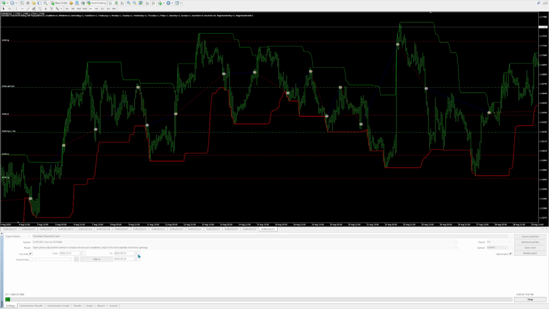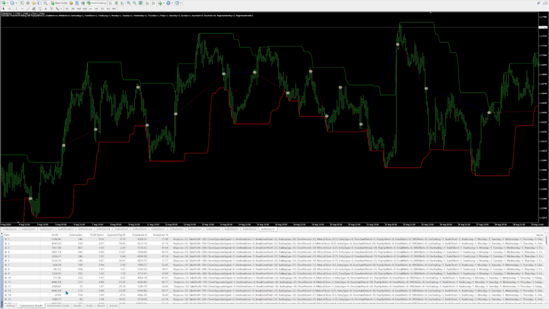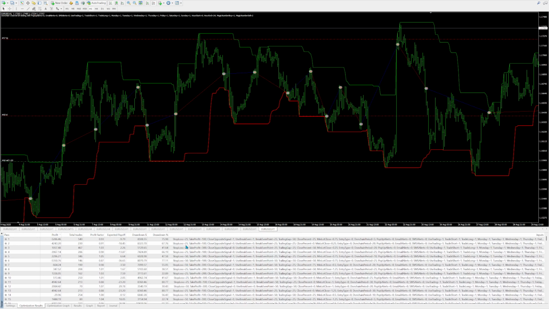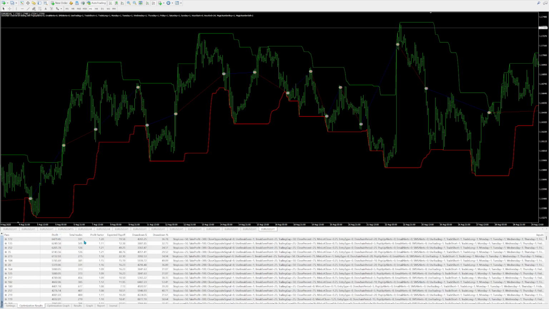Okay, so as I said, this is the past year. Now what happens is the strategy tester will run through all the various different settings here. We go in the optimization window where it says optimization results, and we can see the different results using the various stop loss, take profit, and everything else that we had optimized. And you can sort these by profit, number of trades, the profit factor, expected payoff, and drawdown in monetary or percentage value.